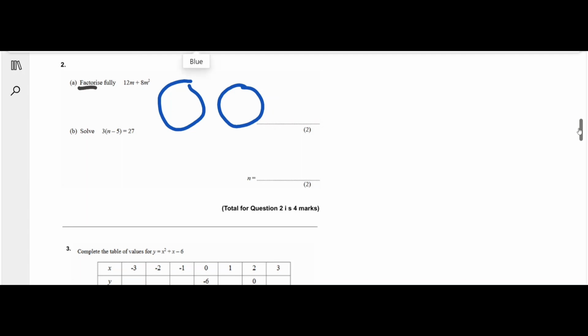So first of all, I need to look at 12 and 8 and see what is the highest common factor, the highest number that goes into both 12 and 8. Well, that is 4. So I put 4 in both of my bubbles. And then, what do I multiply 4 by to get 12? Well, that is 3. And in the right-hand bubble, what do I multiply 4 by to get 8? And that is 2. Then I've got m on 12m, so I need an m in my left bubble, and I've got m squared here, which is m multiplied by m. So I have 2 m's in the right hand bubble and a plus in the middle.